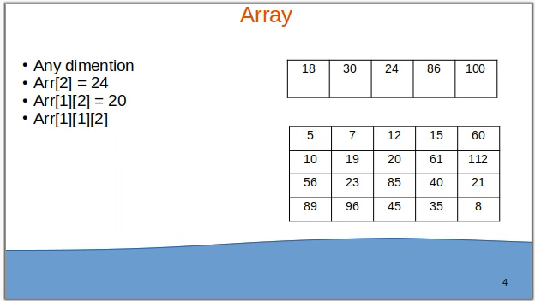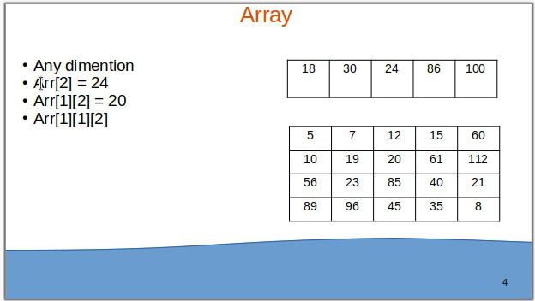Array can be of different dimensions. So this is a 1-dimensional array, this is a 2-dimensional array, and a 3-dimensional array will contain these tables multiple times, and a 4-dimensional array will be multiple 3-dimensional arrays. So generally array index starts from 0.